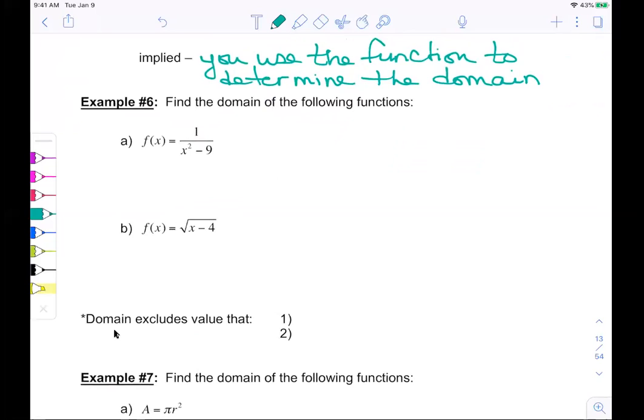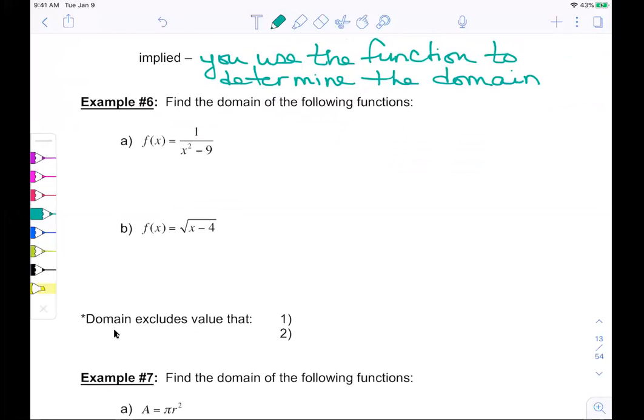So there are two examples underneath 6. Notice the domain isn't given, so that means we're going to have to try and figure it out using what we know about functions. So letter A says f of x equals 1 over x squared minus 9. This is a rational function. It's a fraction.